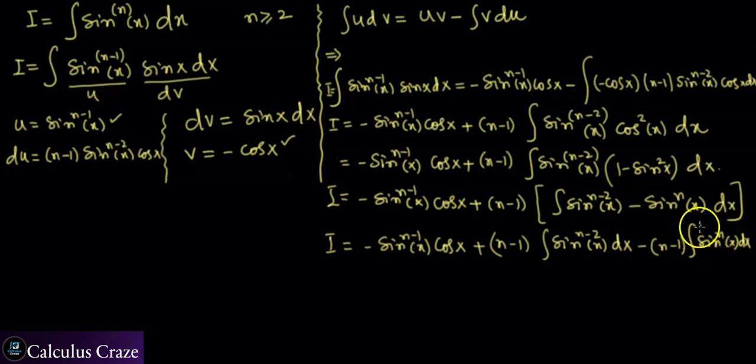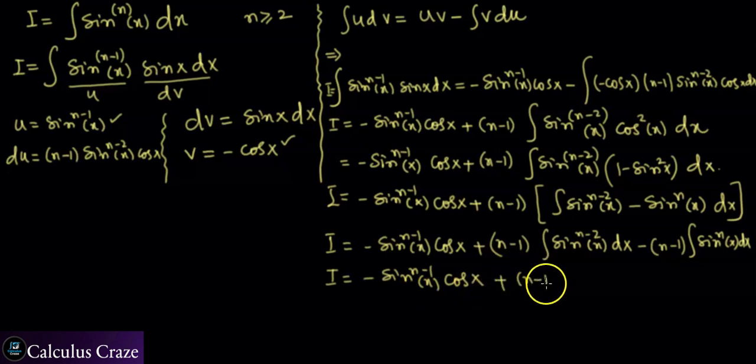But recall, the integral of sine power n is equal to I. So my I should be equal to minus sine power n minus 1 of x cos x plus n minus 1 times the integral of sine power n minus 2 of x dx minus n minus 1 times the integral I.